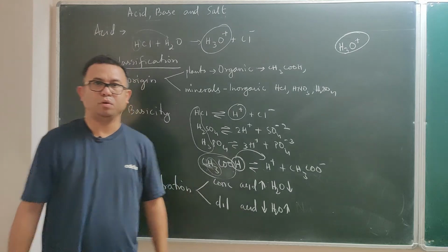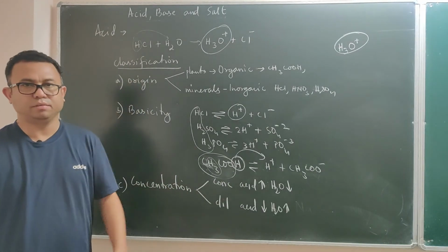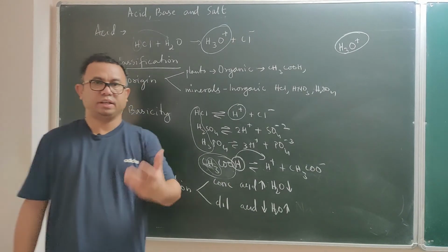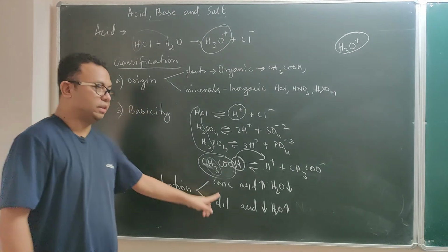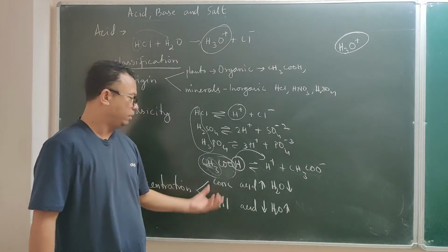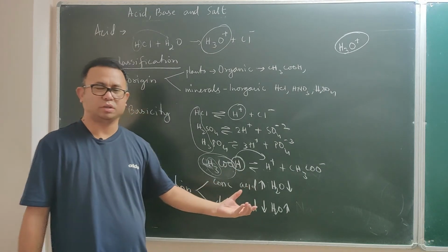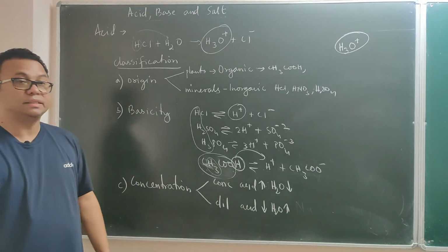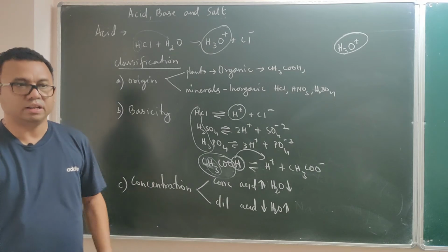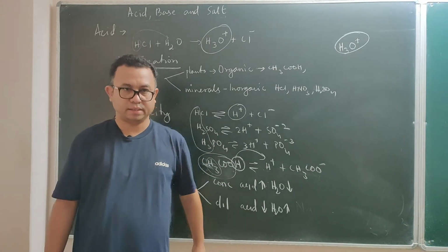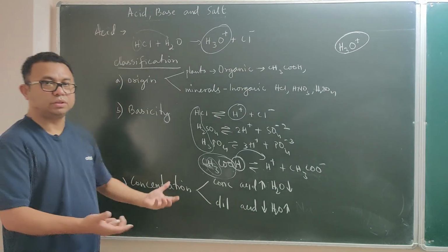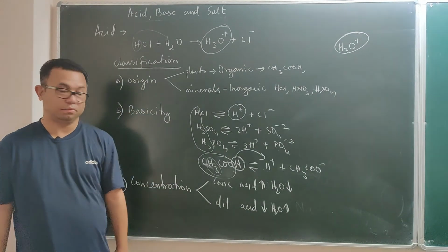Almost like very pure milk. A milkman has given you very pure milk. Then we say it is concentrated milk. If you want to make it dilute, add a lot of water, then it becomes dilute milk. Acid is also the same. If the quantity of water is less, it is concentrated acid, and if the quantity of water is more, then we say dilute. That is why you might have heard about concentrated sulfuric acid and dilute sulfuric acid. It is all to do with the concentration, or the quantity of water.